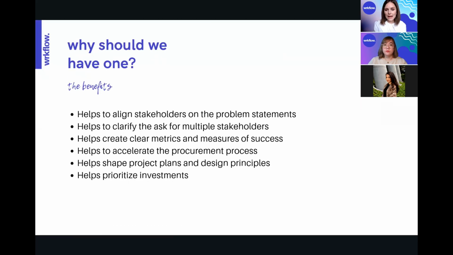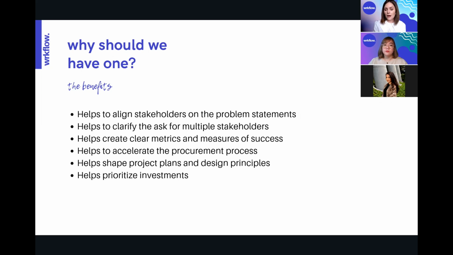Okay, and why should we have one? Just a real quick recap here. What are the benefits of having a business case? It helps align your stakeholders on the problem statements. It gets everybody in agreement as to what the primary issue is with the onboarding experience, engagement, hybrid working experience, whatever it might be. It gets everybody very clear on what the primary problem statement is.